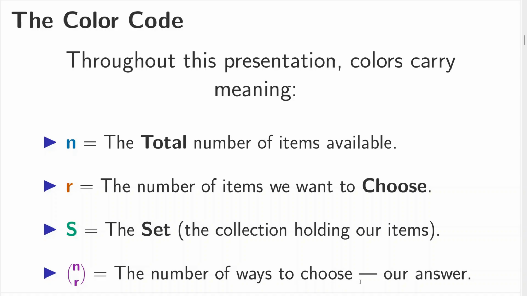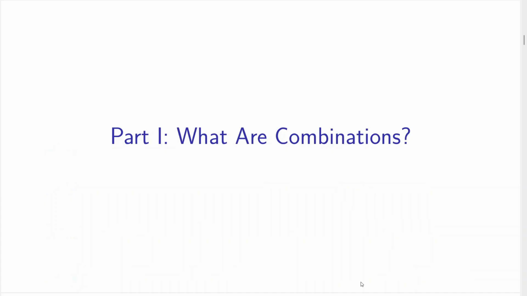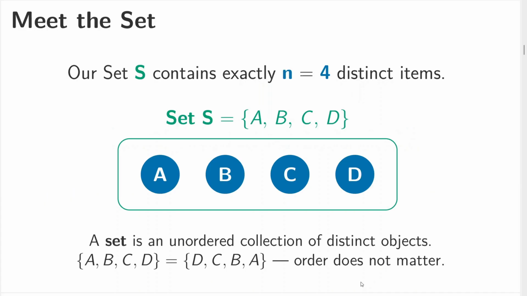Let us begin with part 1. What exactly are combinations? To answer that, let us meet the set. Imagine our set, S, contains exactly 4 distinct items, meaning N equals 4. We can write this mathematically as set S equals the collection of A, B, C, and D.